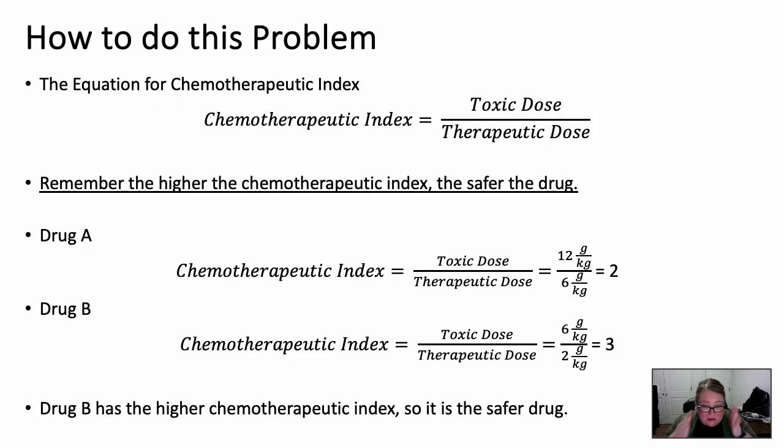So this is a little bit of math. You will have to do this on the next exam. Okay, so this is the equation: chemotherapeutic index equals toxic dose over therapeutic dose. So this is the math that led to the answer on the previous slide. Good one to know.